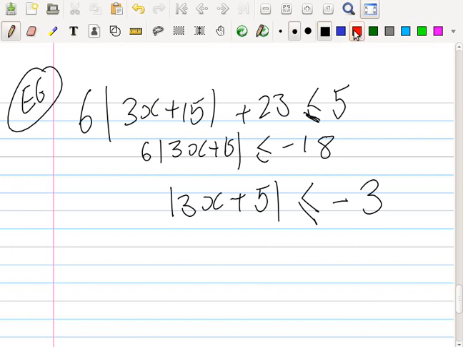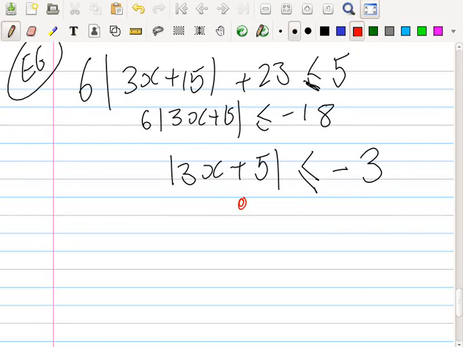And again, there are 2 ways of going forward. And again, either method is fine for the exam. So, if I want this absolute to be less than or equal to minus 3, oh wait, hang on, something's wrong here. Something's very wrong.